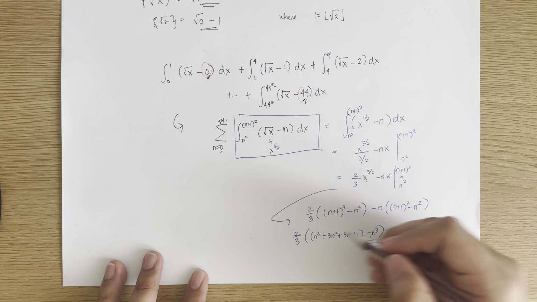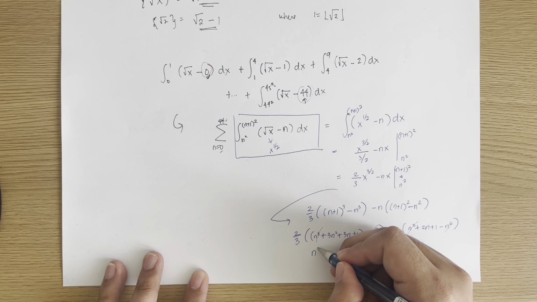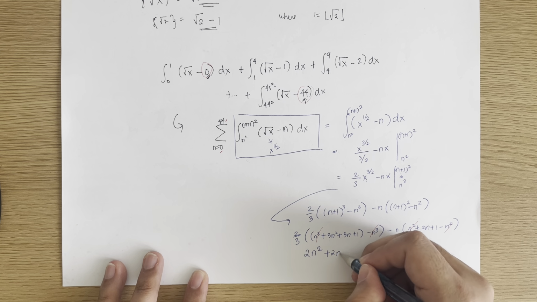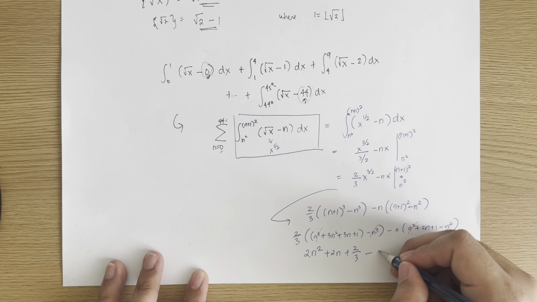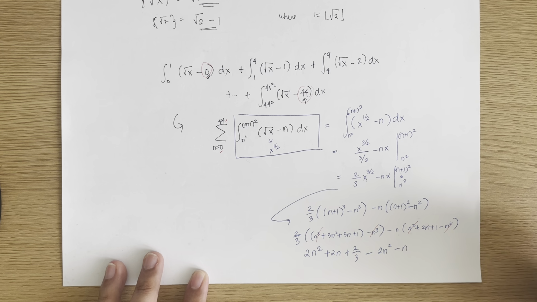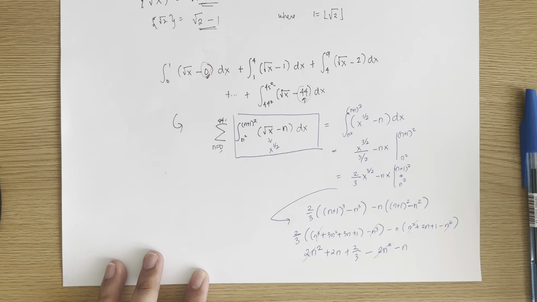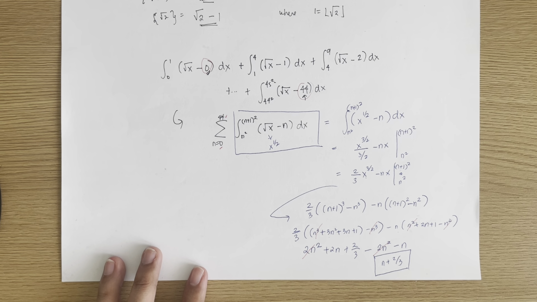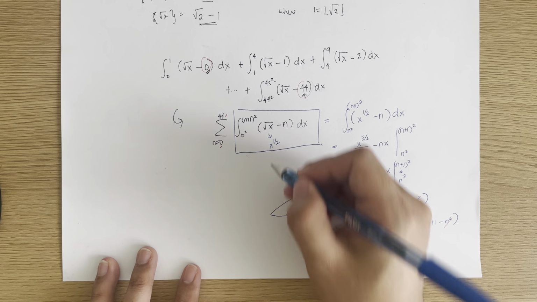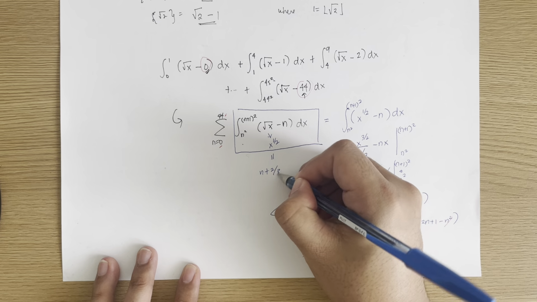So this thing cancels out, this one and this one. So eventually we're left with 2/3 of 3n squared. That's 2n squared plus 2n plus 2/3 minus n times 2n. So that's 2n squared minus n. So this one can be simplified to just n plus 2/3. Yes? So this definite integral right here is equal to n plus 2/3.